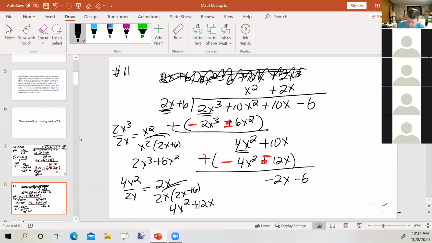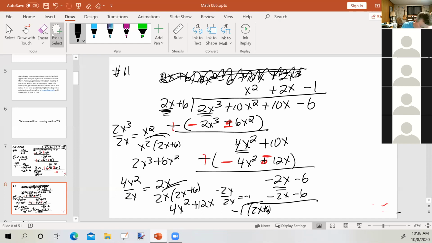Continuing on. Leading term divided by leading term. Negative 2x divided by 2x is going to be negative 1. So I've got a minus 1 there. Minus 1 times 2x plus 6 is going to be minus 2x minus 6.